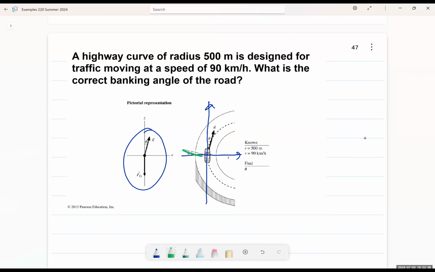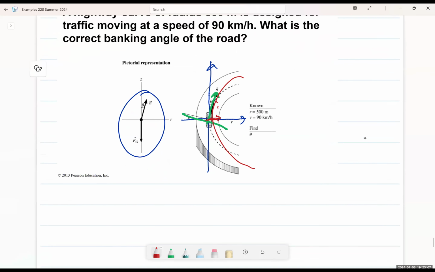Because the road is banked a little bit, the normal force has a component along the radial direction. So the normal force will be able to keep you on the road and you don't need friction. You can successfully make this turn even if the road is completely covered with ice. However, you have to move at the speed that is required.